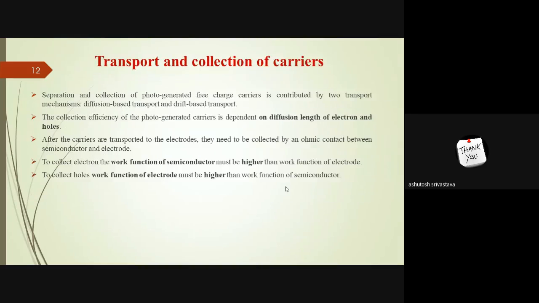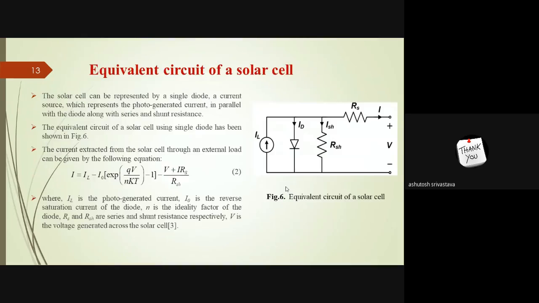Now, this is how energy is harvested using the solar cell, wherein we are harvesting the energy from the solar spectrum of the atmosphere. So there were four processes. First it was absorption, then generation, then transport, and finally collection of carriers. So these four stages.